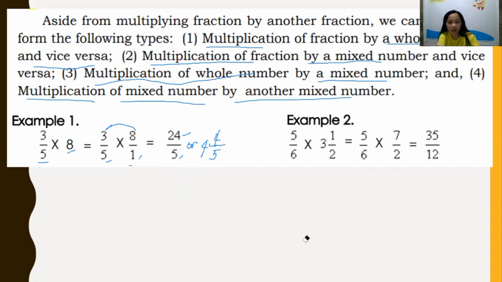How about let us explain this second example. We have 5/6 multiplied by 3 and 1/2. So this is a fraction multiplied by a mixed fraction. So just copy 5/6. But 3 and 1/2, we cannot multiply fractions in mixed number or in mixed form. So we are going to change 3 and 1/2 into improper fraction, which is 3 times 2 is 6 plus 1, 7. Copy the denominator, 2. Alright?